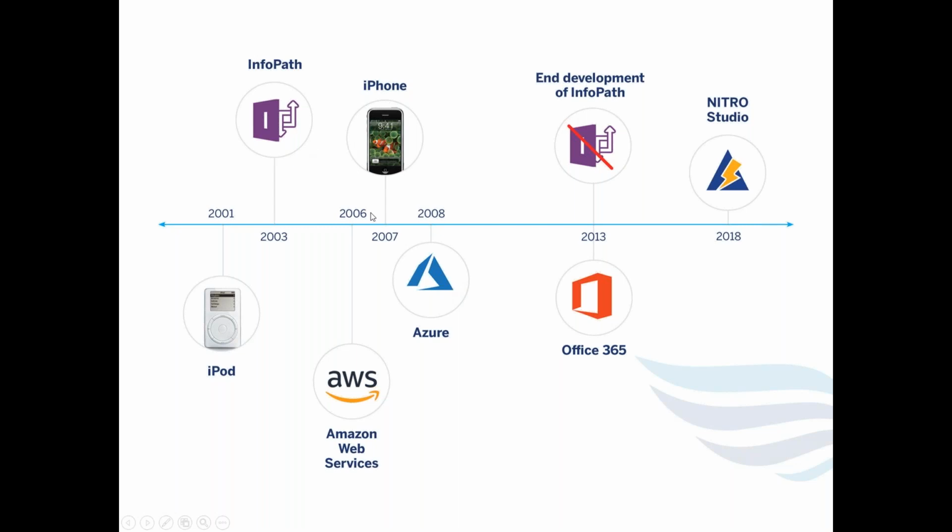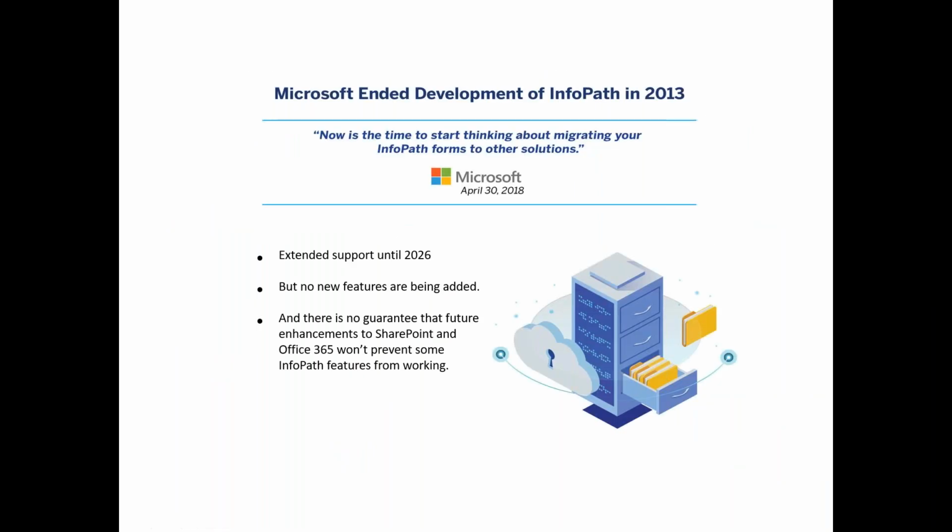As they went through the development cycle for those 10 years, they realized they couldn't retrofit that old technology to meet the requirements of modern business solutions. Meanwhile, we came up with our NITRO Studio, which accommodates all the mobile, cloud, and modern features that are out there, and we keep evolving and developing that.